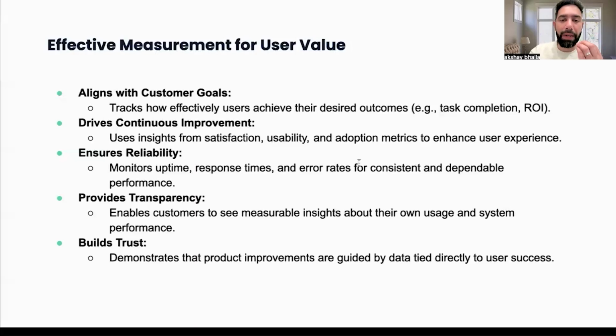Finally, measurability builds trust. When the customers can see the improvements based on the real data tied to their needs, it reinforces that their success is at the center of every decision that we are making. And ultimately, that is really the true purpose of measurability, that we ensure that we are always working back from our users.